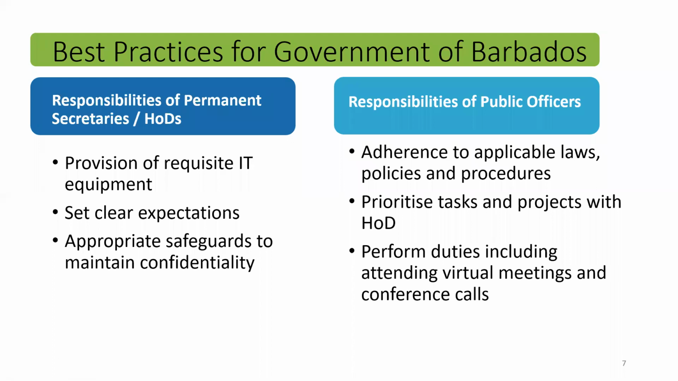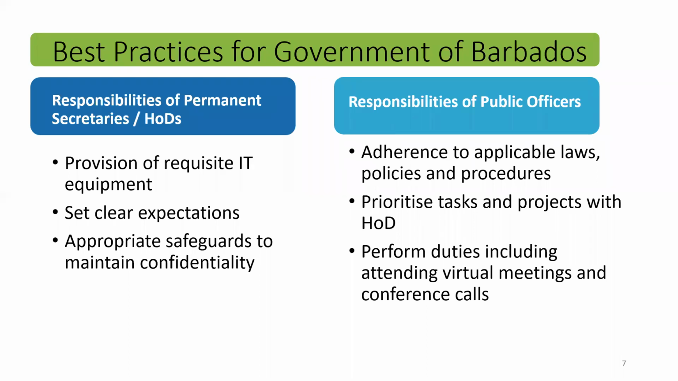Now, both the head of the department or the supervisor and the public officer must have a clear understanding of what is expected by both parties. Both parties must ensure that there are appropriate safeguards to maintain confidentiality with the treatment of government's documents, especially the supervising officer or the head of the department, because the responsibility of accountability for these things ultimately lies with them.